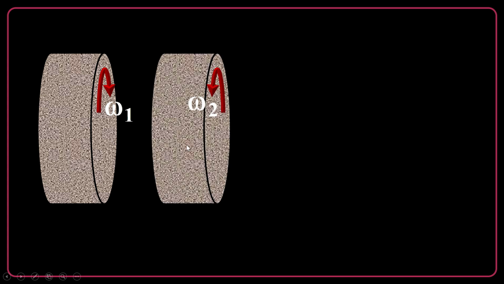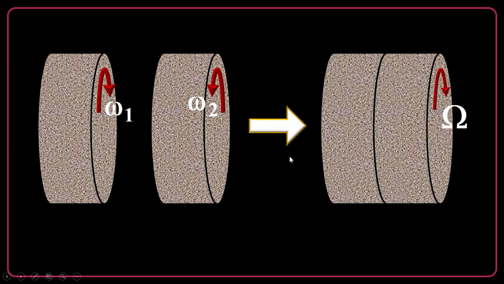Now we have a disk with an initial angular velocity of omega 1. The other disk, with a different moment of inertia, has an initial omega, like omega 2, but in the opposite direction. They stick to each other, they join and combine, and the common angular velocity will become capital omega. How to find this capital omega? Okay, let's use conservation of angular momentum.